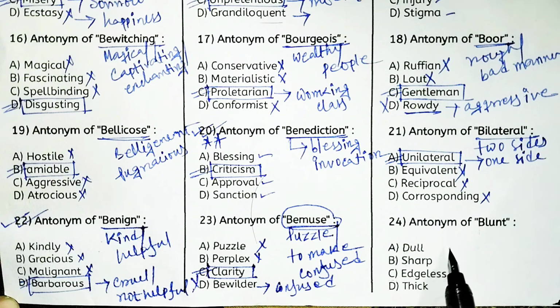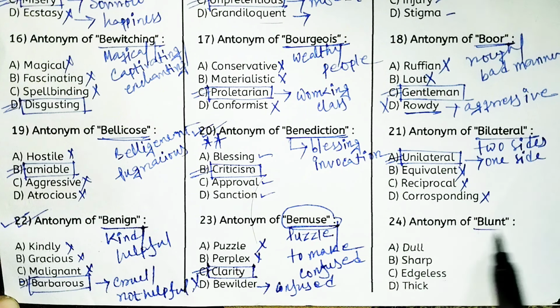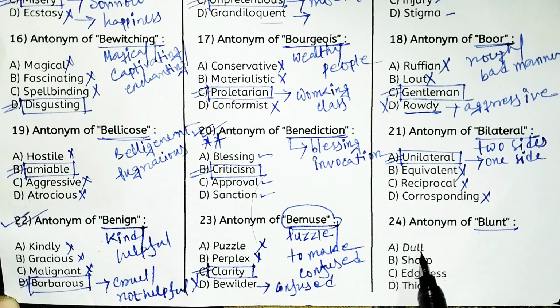And this is the last one. So antonym of blunt. Look at the options. Option A, dull. Option B, sharp. Option C, edgeless. Or option D, thick. So which one is the right answer? Let me know in the comments.